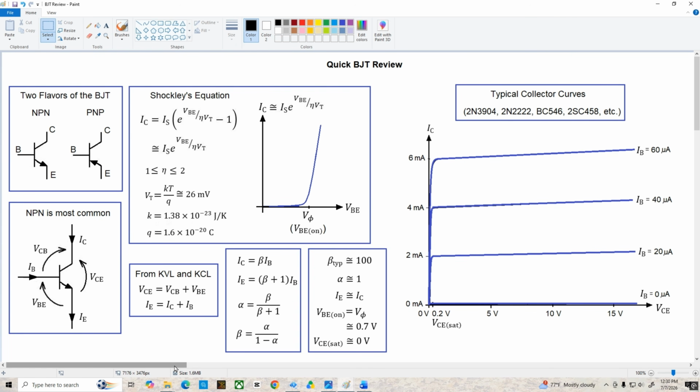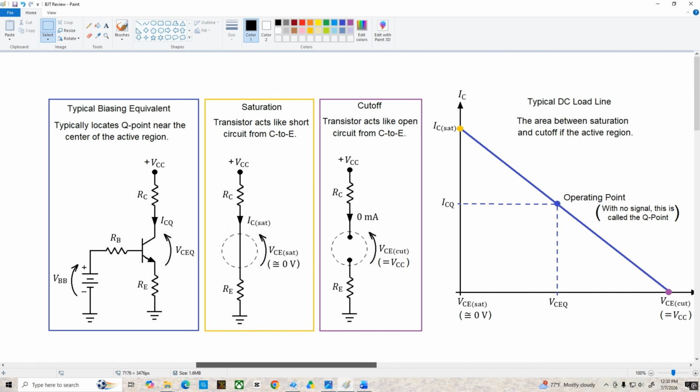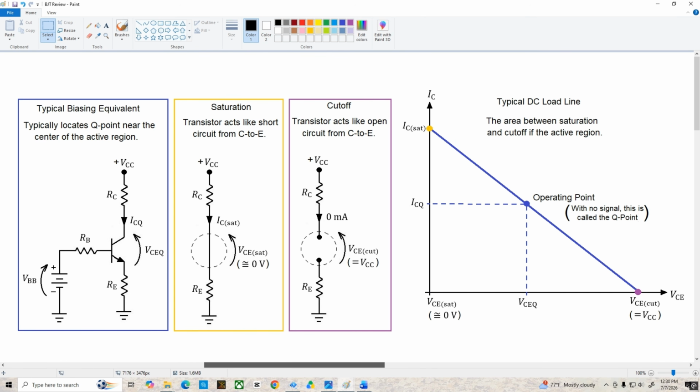So let me go over to the next page and let's talk about the 3 regions of operation for a transistor. Over here on the left-hand side of the page, we've got a typical biasing equivalent circuit for an NPN transistor. The biasing circuit is used to establish the no-signal operating point, which we call the Q point of the transistor. Over here on the right-hand side of the page, we've got a DC load line, and that's a graph of all possible operating points for the transistor, given the circuit components we've got.